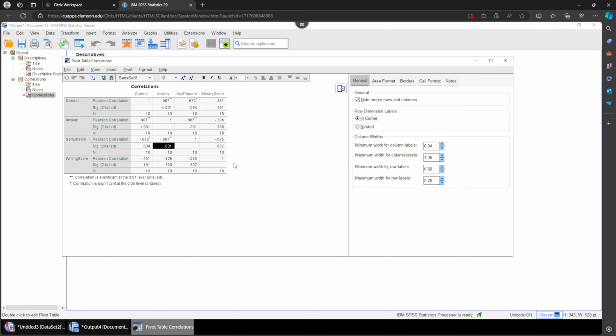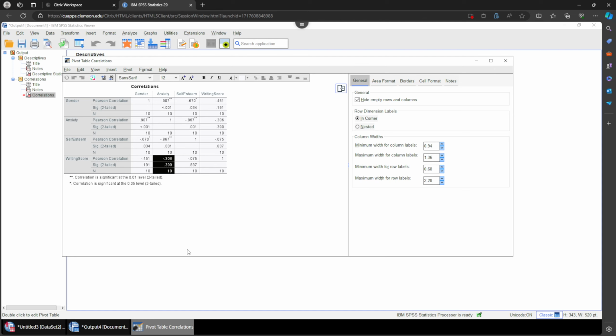Let's go ahead and look at the next hypothesis here. So the next hypothesis, we're now in question 3, is that students who had higher levels of anxiety would have lower writing scores. So we now need to find, where does anxiety intersect our writing score variable? And we find that section right here.